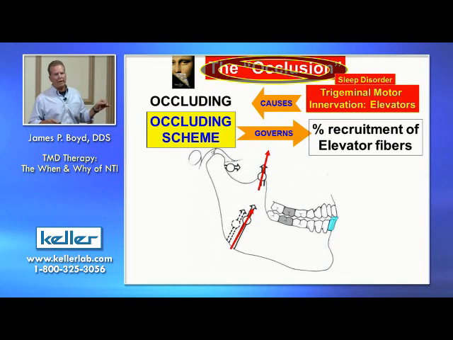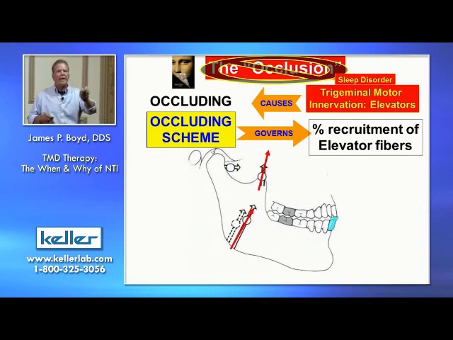Occlusions happen on articulators when you look at them. Occluding schemes are things that happen to real people that can change from minute to minute. And the report that they give you and the signs that you see tell you how this occluding scheme might be affecting that patient.